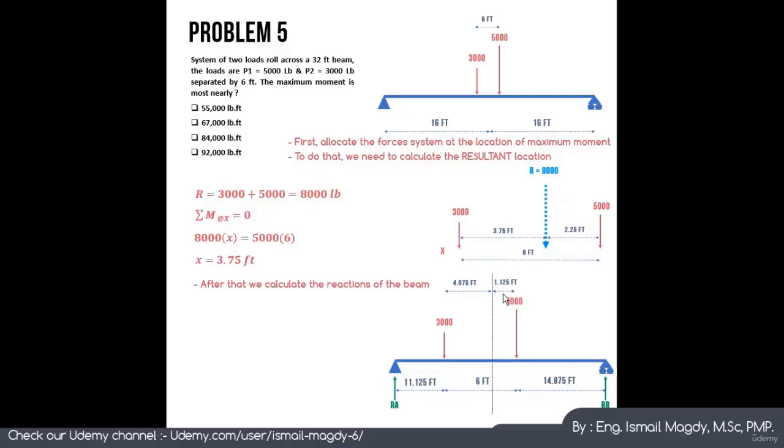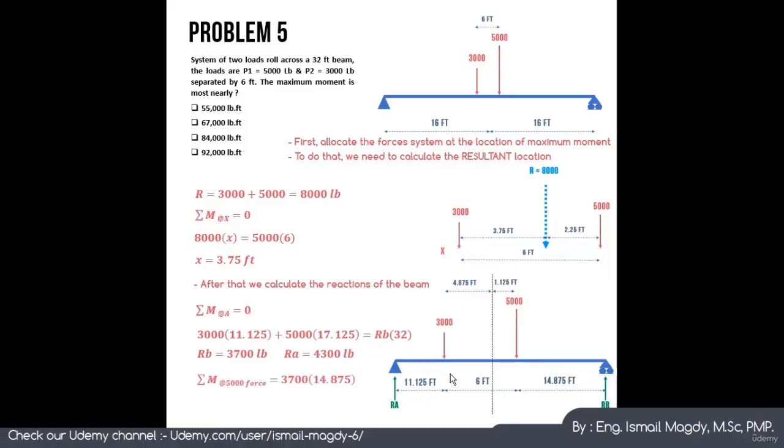This distance is 1.125, and from the other side here, this distance is 4.875. So we can calculate these distances. It is very simple. After that, we will take sigma of the moment at point A to find the reaction RB, which is going to be 3,000 multiplied by 11.125 plus 5,000 multiplied by 17.125 equals RB multiplied by 32, which means that RB equals 3,700 pound approximately, which means that RA equals 4,300 pound approximately.